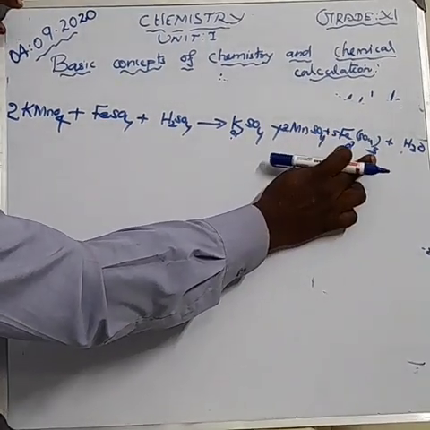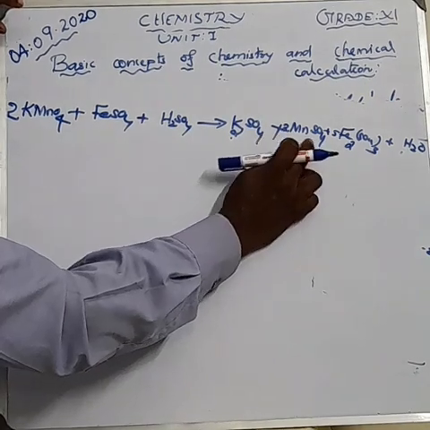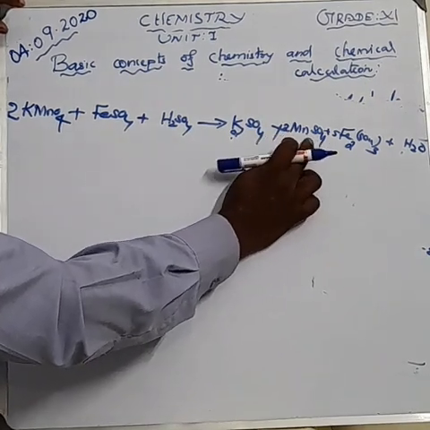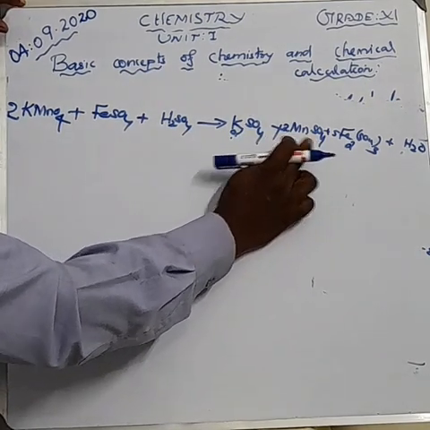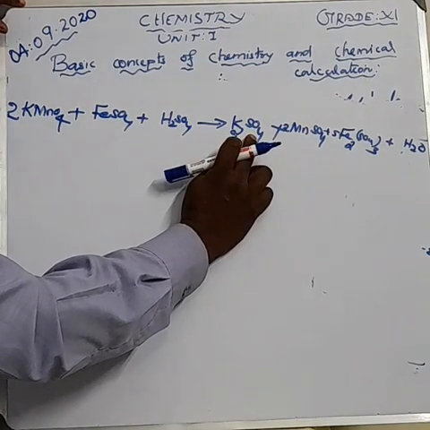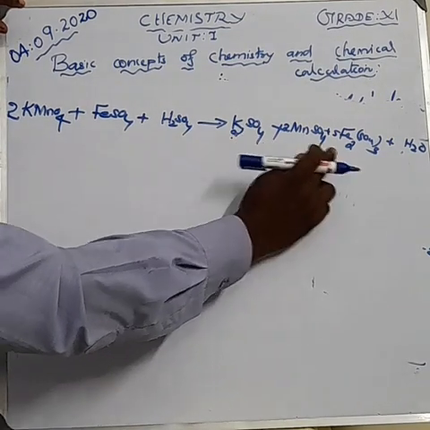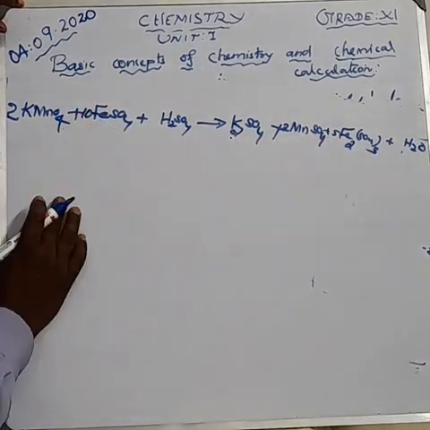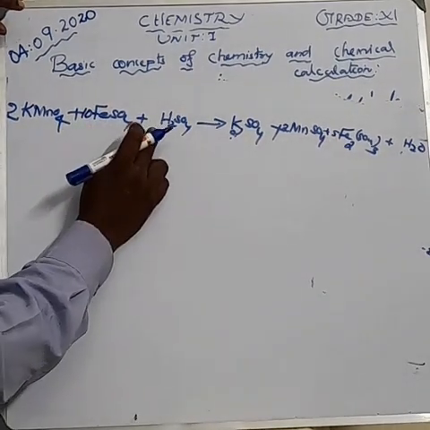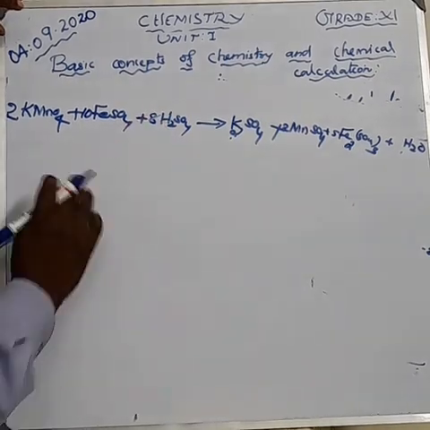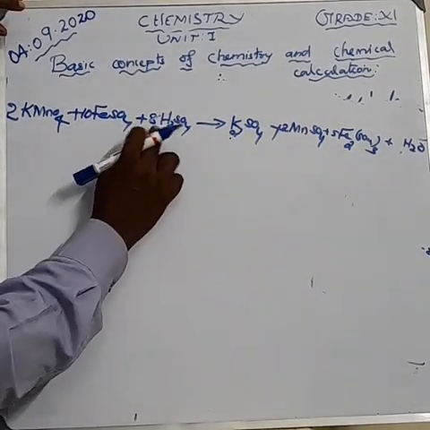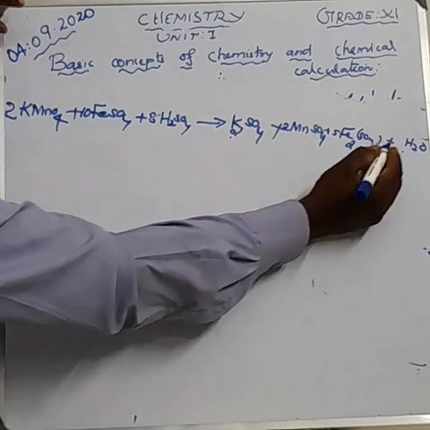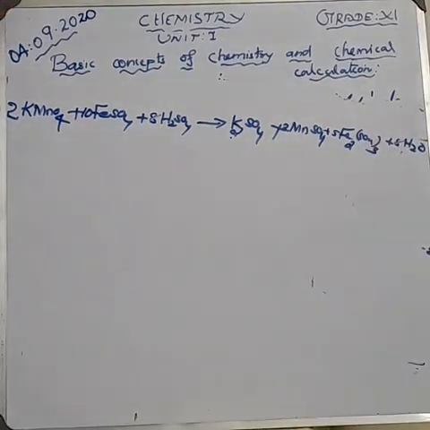Now count the sulfate. 5 into 3 is equal to 15. 15 plus 2 is equal to 17, because 2 sulfate is there. 17 plus 1 is equal to 18. Am I right? Yes or no? So here 5 to 10 sulfate. Next again we have a shortage of 8 sulfate. Now the equation is not balanced. And we have hydrogen, so here also make it 8. Now the equation is balanced.